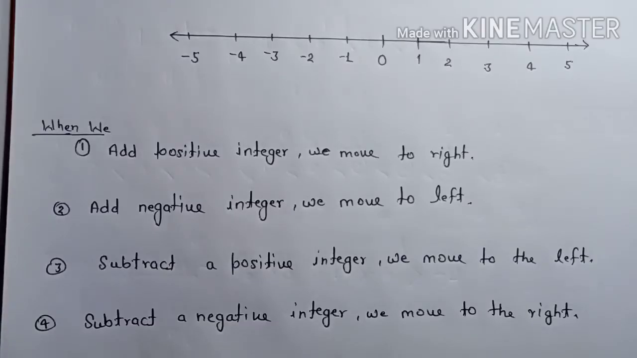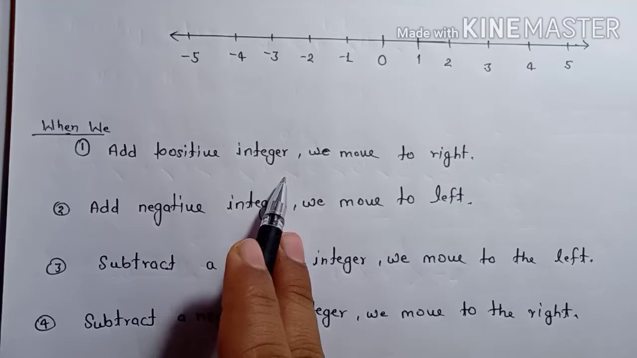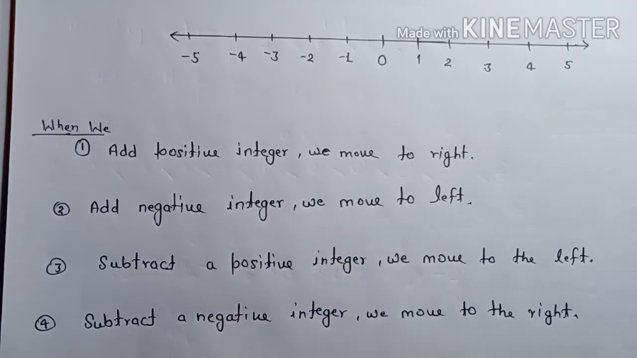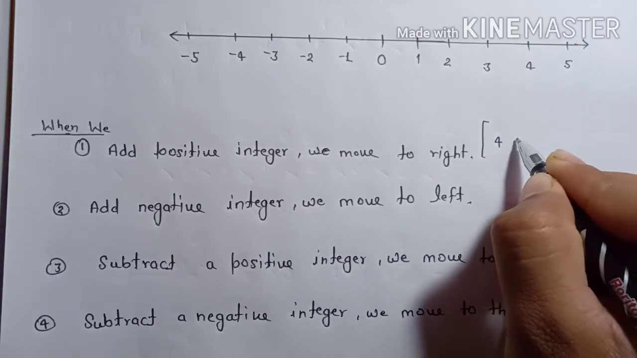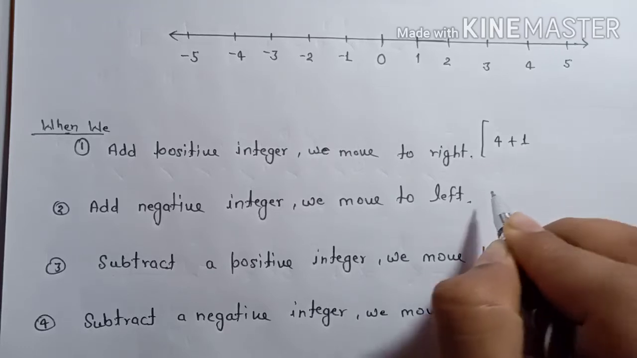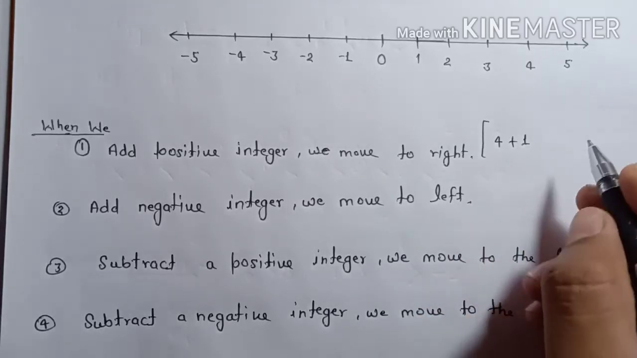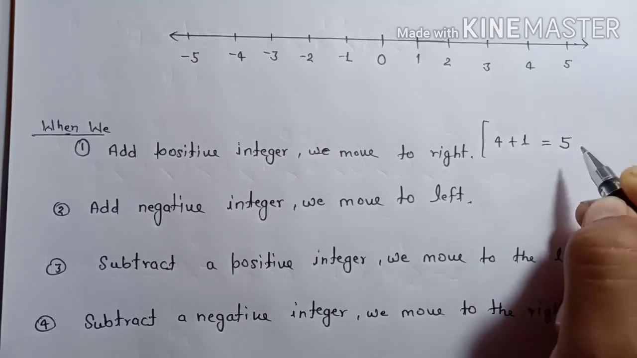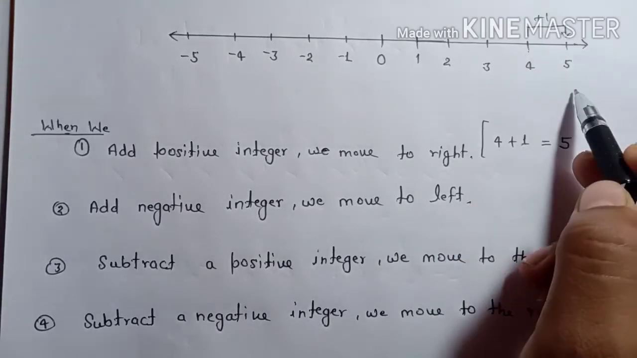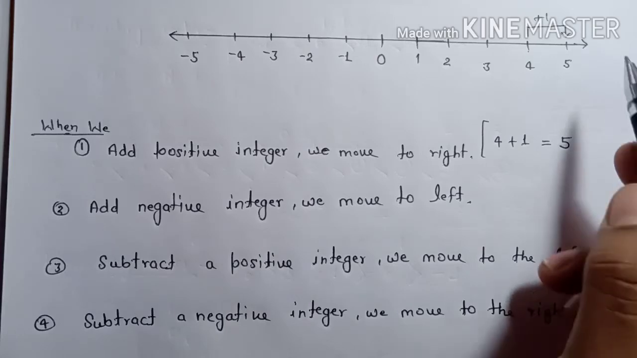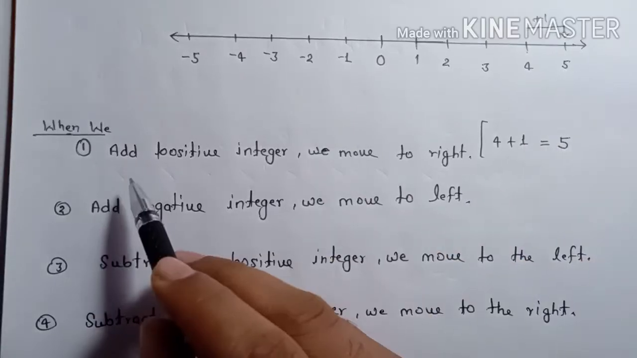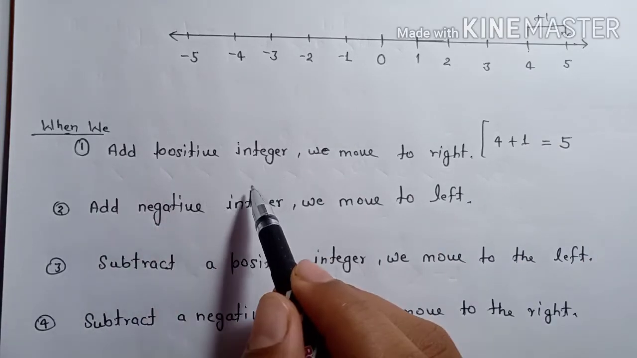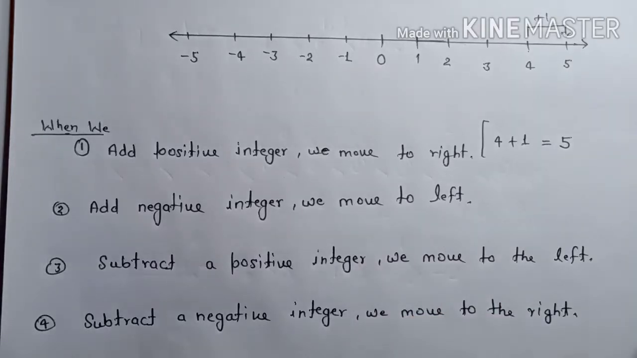Now let's see some more properties of the number line. When we add positive integers, we move to right. Now add two positive integers. If I take 4 and 1, 4 and 1 are positive integers and the result is 5. When you add 1 here, the result is 5. So you can see here we move to right when we add a positive integer, that is 1. So this statement is right here. Add positive integer, we move to right.